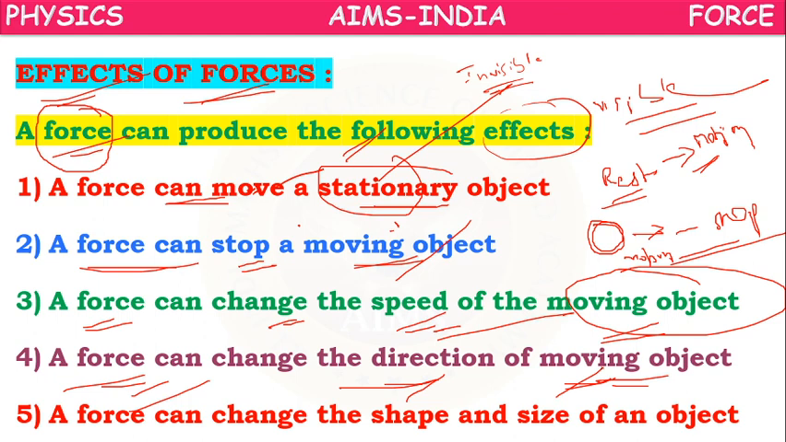So what is force here? Force is nothing but a kind of push or pull. With the push or pull, we can do these many things. All these types of things are possible. We can move a stationary object, or we can stop a moving object, or we can change the speed of a moving object, direction of a moving object, shape and size of the object.